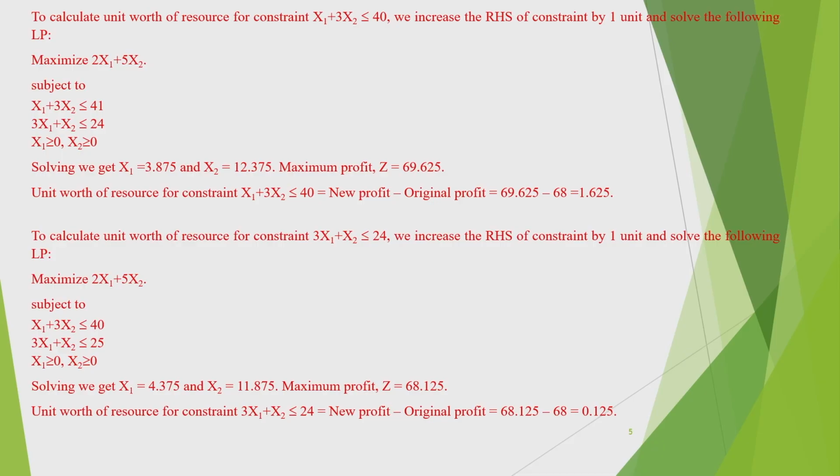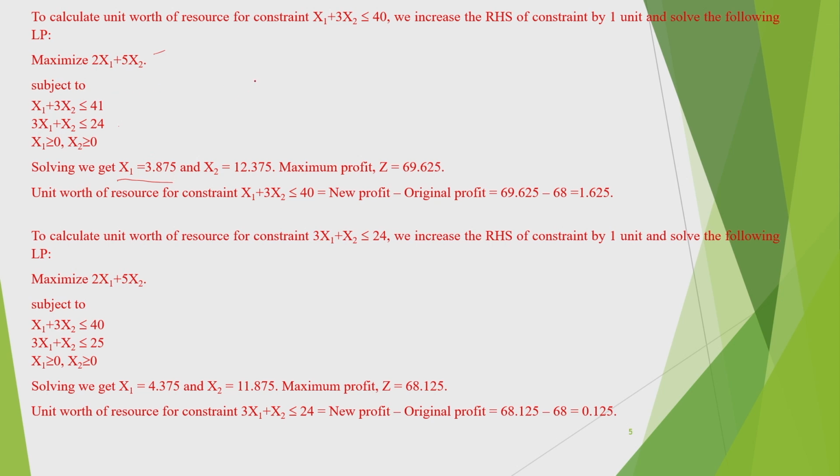Now, we can calculate the unit worth of resource for the constraint x1 plus 3x2 is smaller than 40. Unit worth of resource means that if we increase the quantity of the constraint by one, how much does the objective function change. So, suppose we increase 40 to 41 and solve that LP again. Suppose we have maximized 2x1 plus 5x2, subject to 3x1 plus x2 is equal to 24, and if we had solved it again, then we would have got the solution x1 is equal to 3.875.